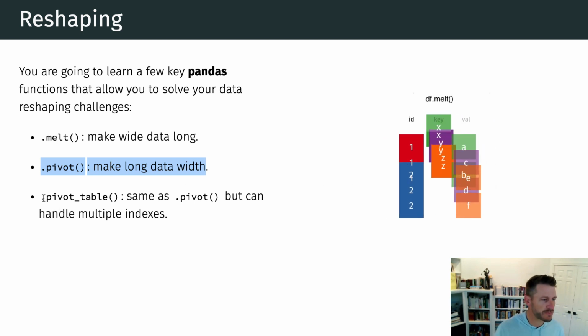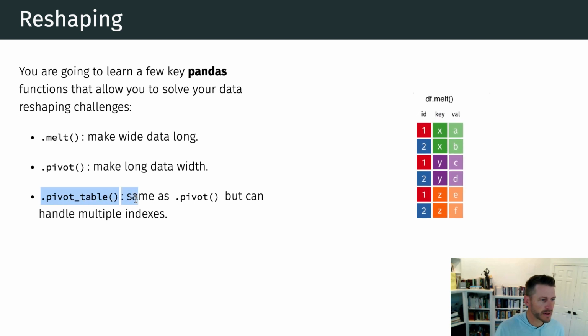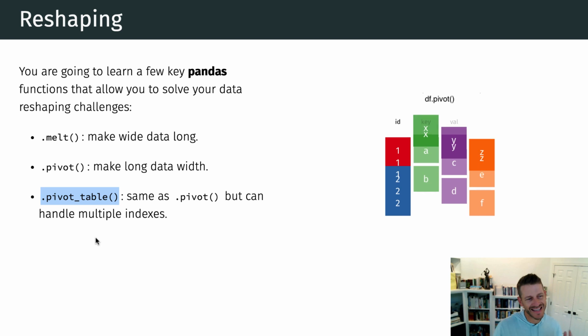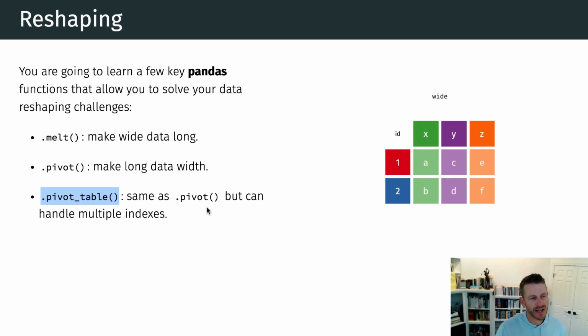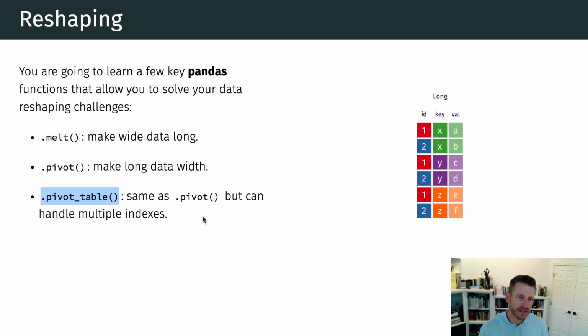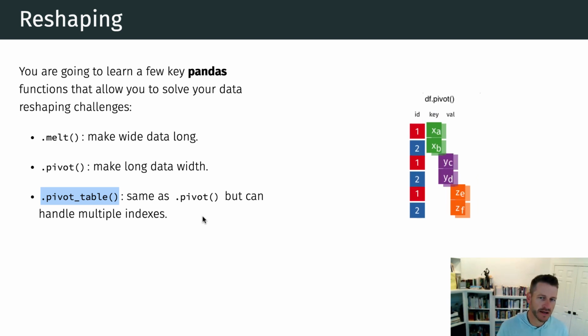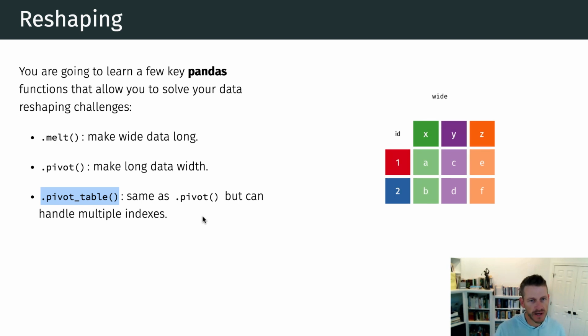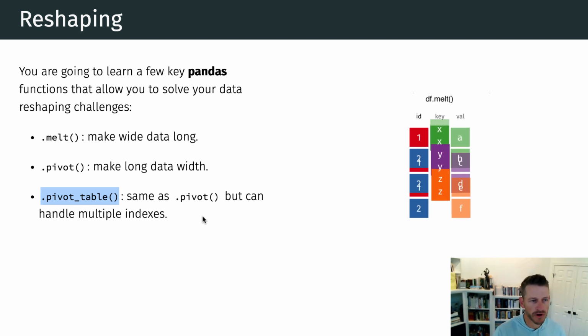And then we have some special alternative functions like pivot table, and this is going to operate the same way that pivot does, but we can actually handle multiple indexes. So we're going to cover these in this lesson, and this is going to give you the knowledge you need in order to reshape your data frame depending on how we want variables to be represented.